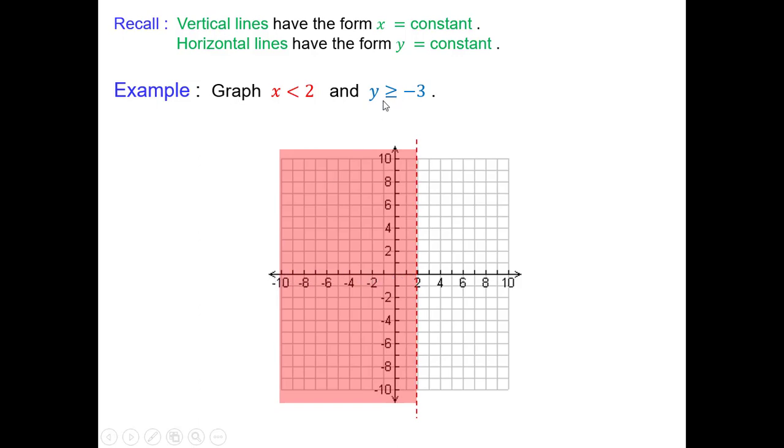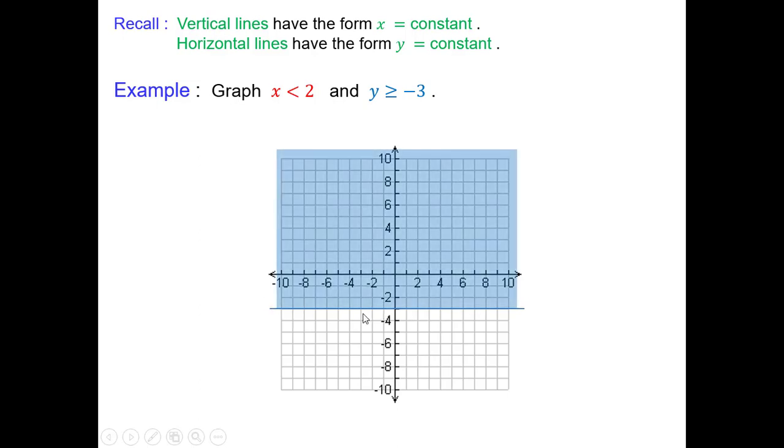If we want to graph the horizontal inequality, notice that we graph y is greater than or equal to negative 3 by first graphing y equals negative 3. Notice that that's the y value at negative 3, and therefore greater than or equal means we're going to be shading above.